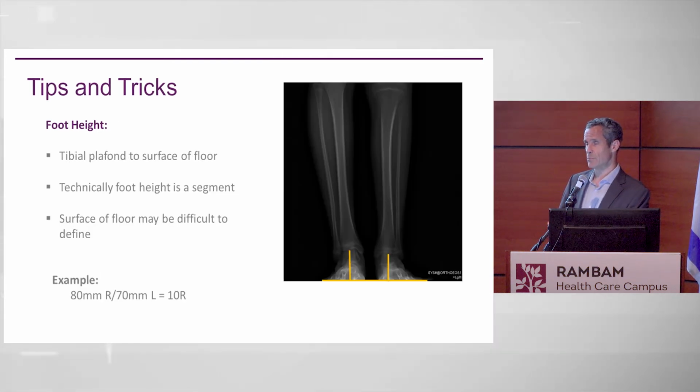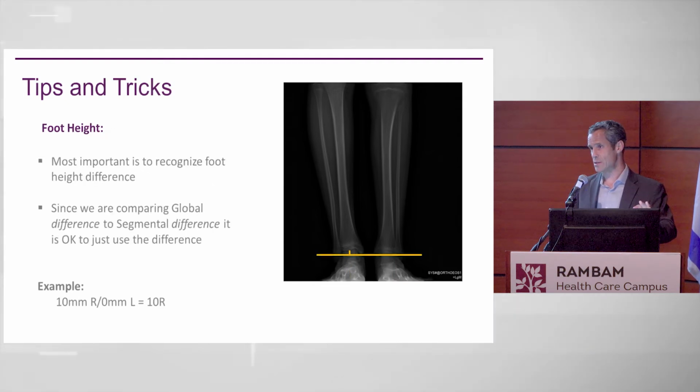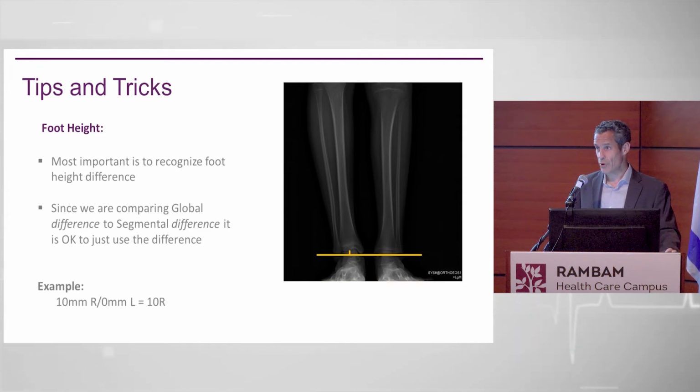And then the fourth segment is the foot height. So the first segment's the pelvis, the second is the femur, third tibia, and the foot height is the last one. And usually we just measure to the bottom of the x-ray, and it's not an actual foot height, because we don't know where the bottom of the x-ray is cut off, but it does give us a good relative value. And when you measure the tibial plafond, you can draw a horizontal line and then measure the distance up or down to the opposite side in order to get the foot height difference.